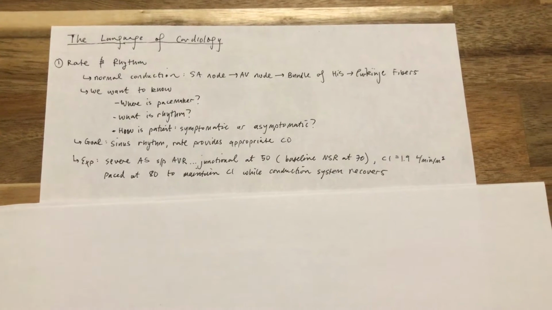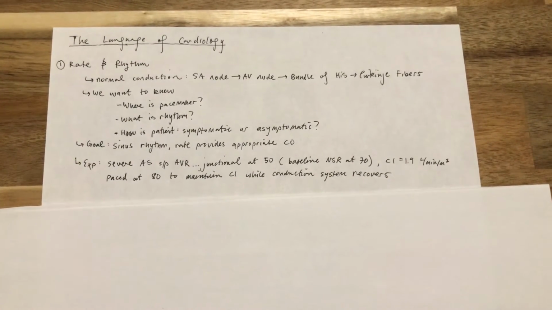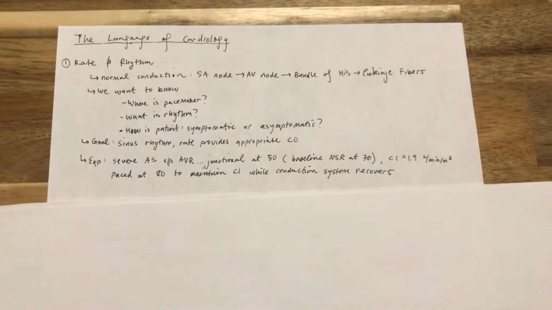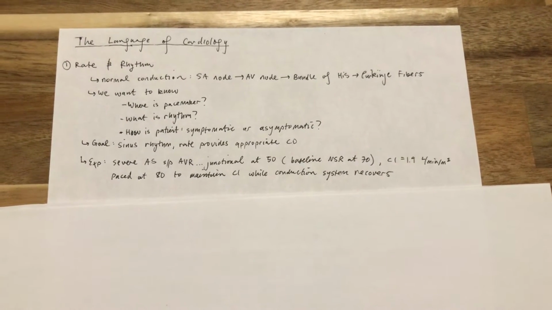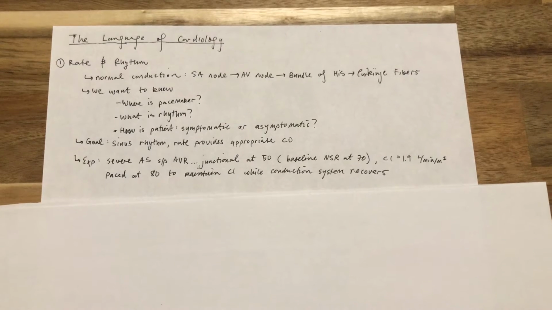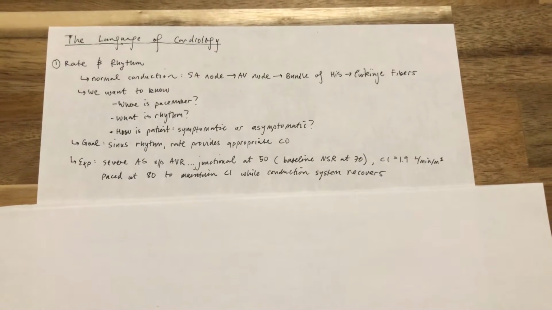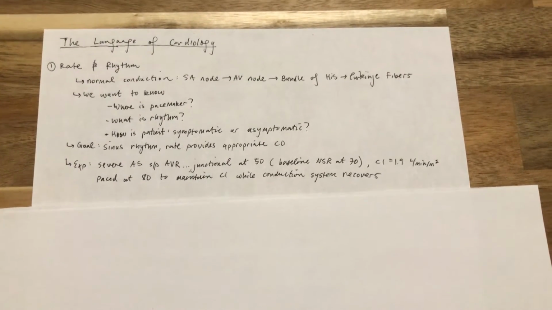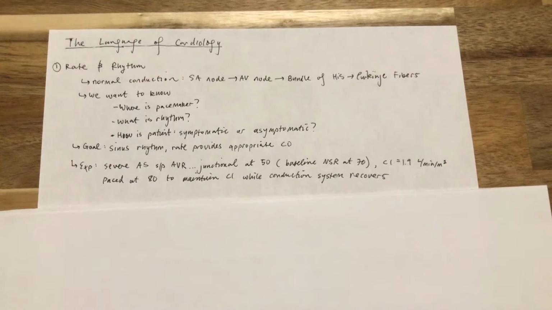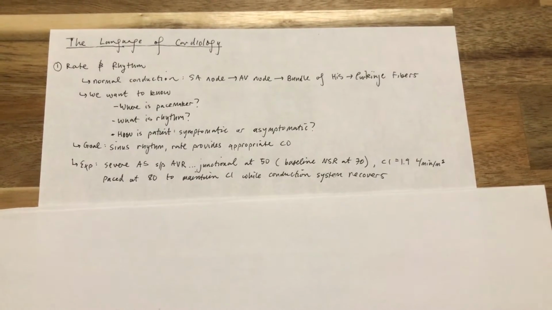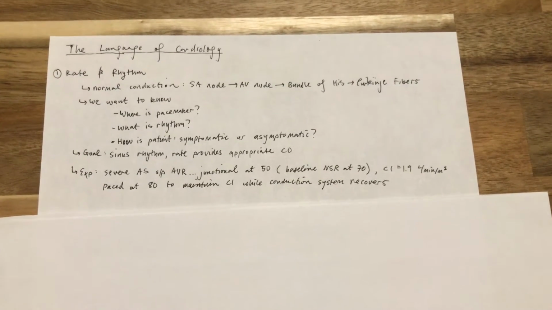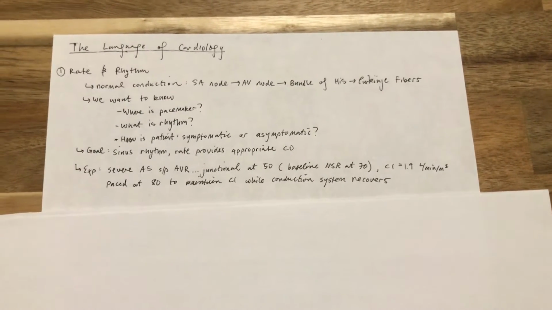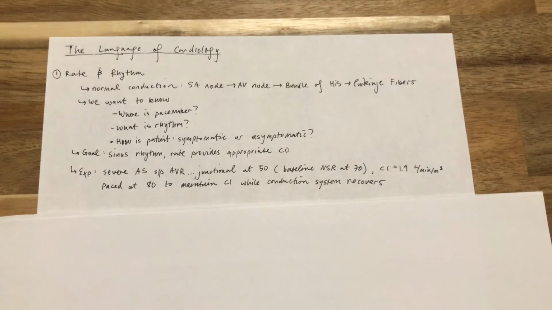Second thing is, what is the rhythm? Is it a tachyarrhythmia? Is it a bradyarrhythmia? That's going to determine what we do next. And number three is, how is the patient? So are they symptomatic or are they asymptomatic? And this is important because asymptomatic patients we can usually talk to consultants about, whereas symptomatic patients we have to run to the bedside and do something about it immediately.